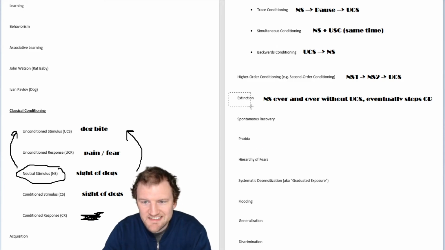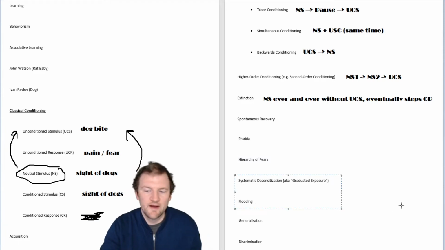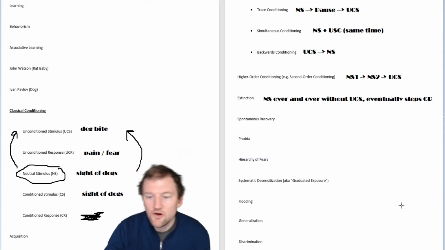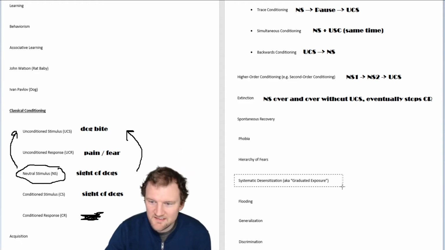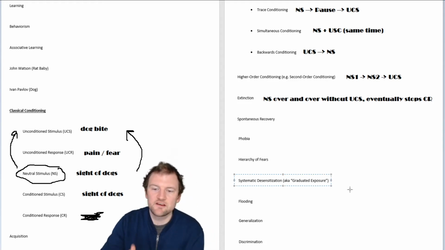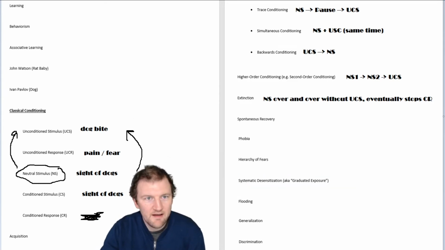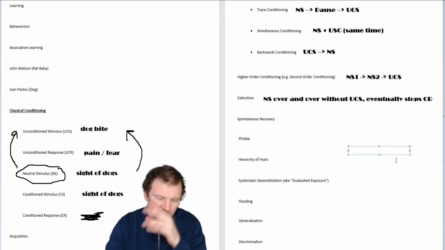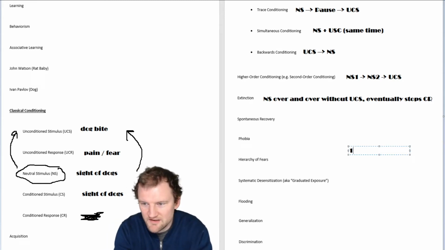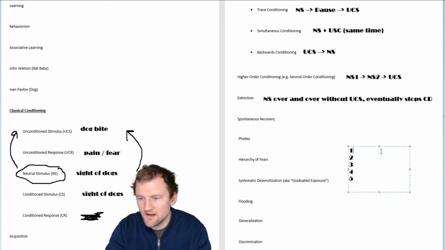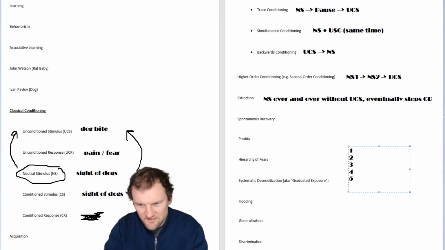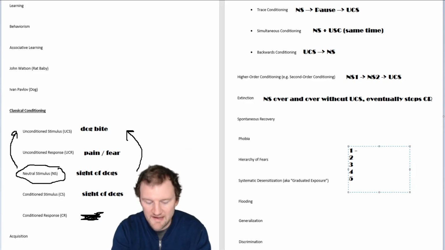There are a few ways you can extinguish phobias or any kind of classically conditioned pair, and that would be with either systematic desensitization, also called graduated exposure or gradual exposure, or flooding. Systematic desensitization is slowly exposing yourself to your phobia in gradual steps. To do this, you would make a hierarchy of fears. A hierarchy of fears, if you're afraid of, say, clowns, would be you'd rank an order of events with clowns, progressively more scary, that you could do.